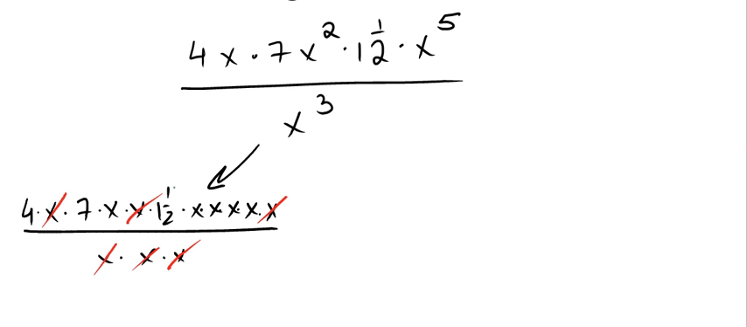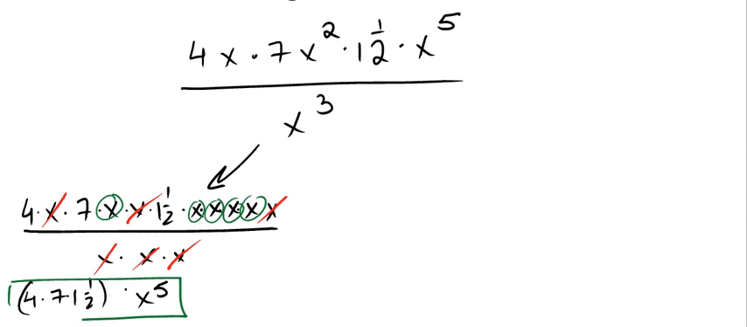And now let's see what I get, okay? I got 4, 7, and 1.5. That doesn't change. 4, 7, 1.5. I can even multiply them if I want. Not that it's that important. Times, let's see how many x's I've got left. I've got 1, 2, 3, 4, 5 x's left, which means this is x to the power of 5. And this would be our expression at the end. So that's expanding it out.